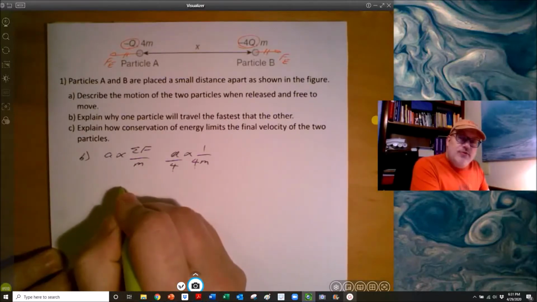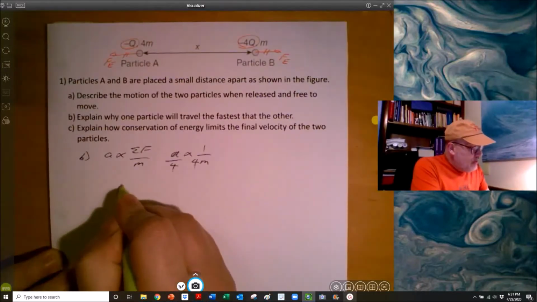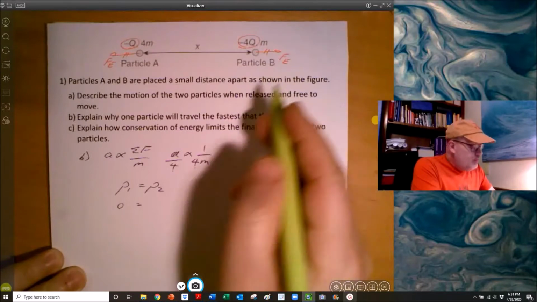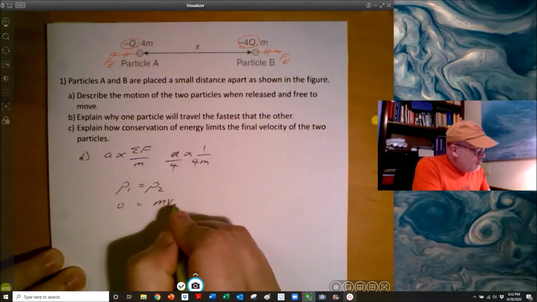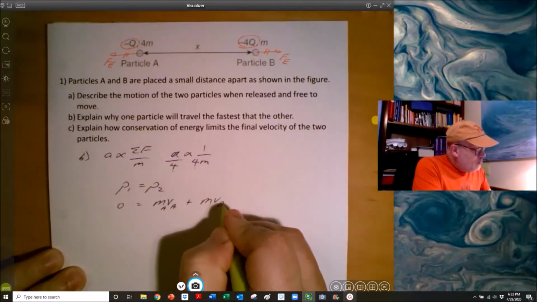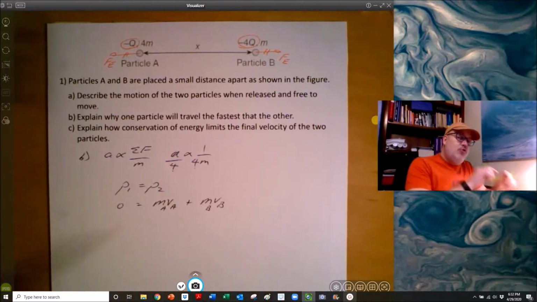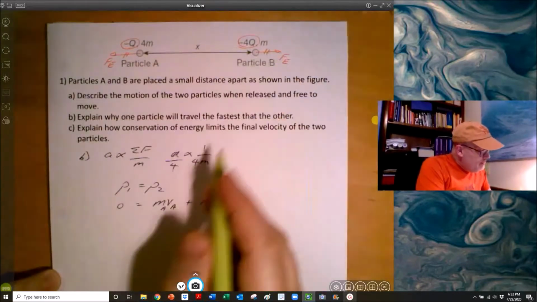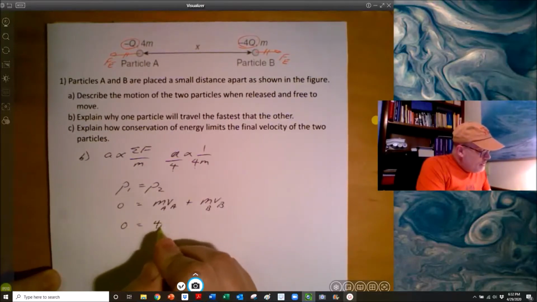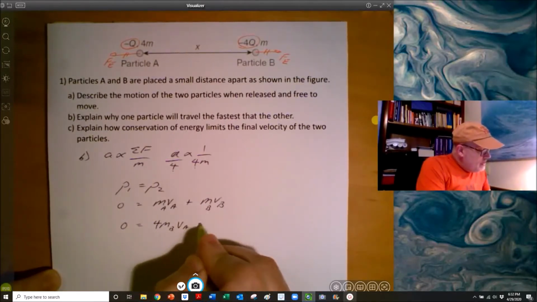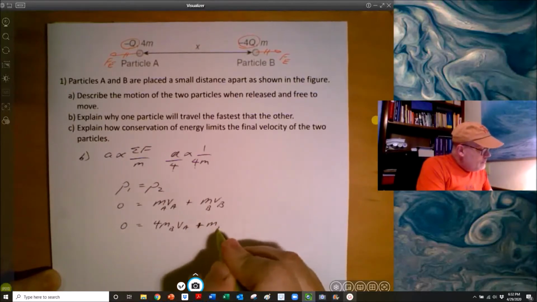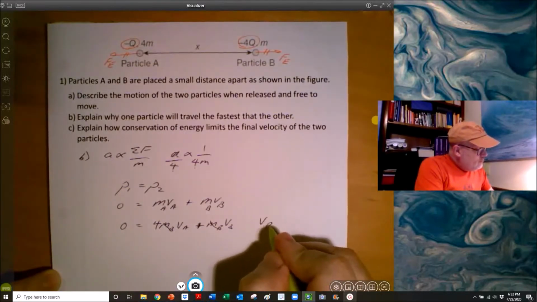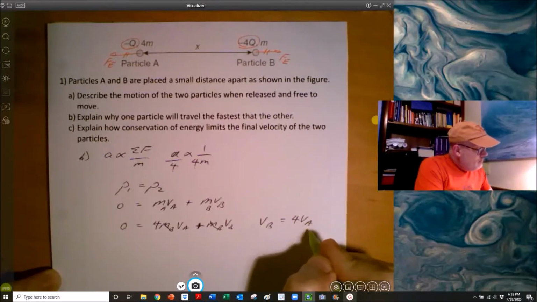Another way to think about it is conservation of momentum. At the beginning, these particles are at rest. They have an initial momentum that is 0, and so the final momentum must also be 0. So we have mv for particle A plus mv for particle B after they push each other apart. Since the mass of particle A is 4 times the mass of particle B, we have 4 m_B v_A equals, plus m_B v_B. This cancels, and we end up with the fact that the velocity of B will equal 4 times the velocity of A at the end.